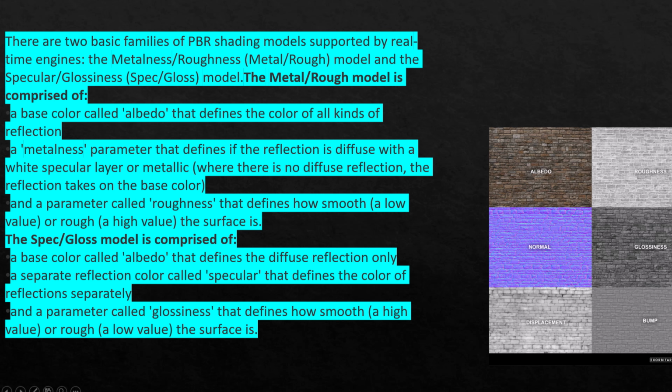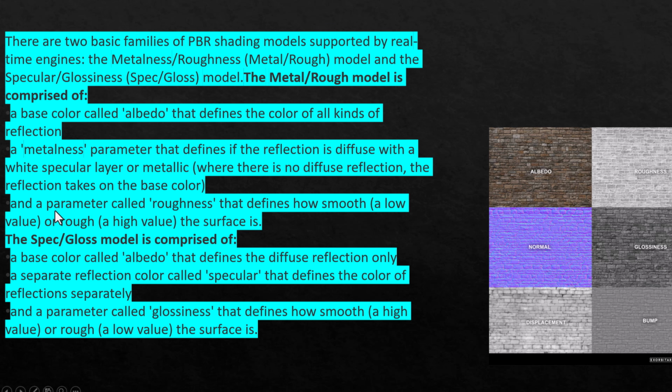If you download any free PBR materials, you can see these terms in the download folder: albedo, roughness, normal, glossiness, displacement and bump. We will see how to use these. First, a base color called albedo. This is the texture color, the base color, known as albedo. And a metalness parameter that defines if the reflection is diffuse with a white specular layer or metallic. You can see metalness here.